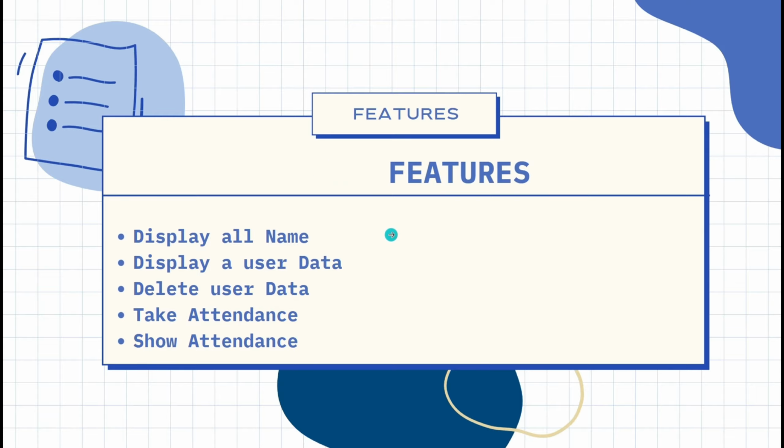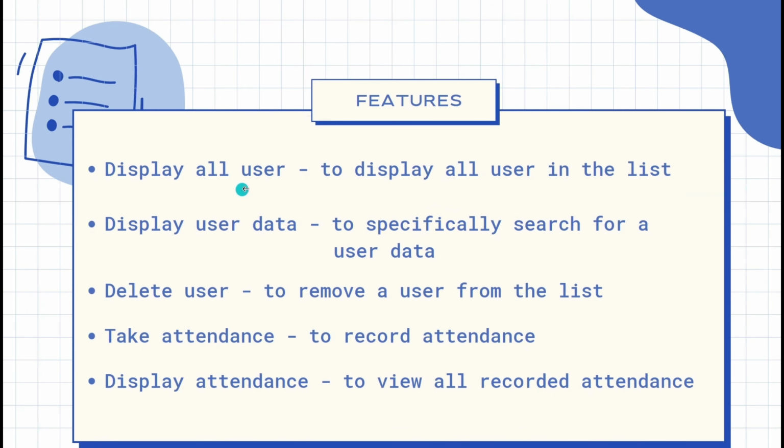Each function has its own functionality, which is display all user data is a function to show all name and user data in the list, which means all user data that has input into the system will be displayed in the function. Next is display a user data. This function is a bit similar to display all user data, except it only displays only one user, which it responds to the search engines. In case there are too many names to check, we can just specifically search for a user to display in this function.